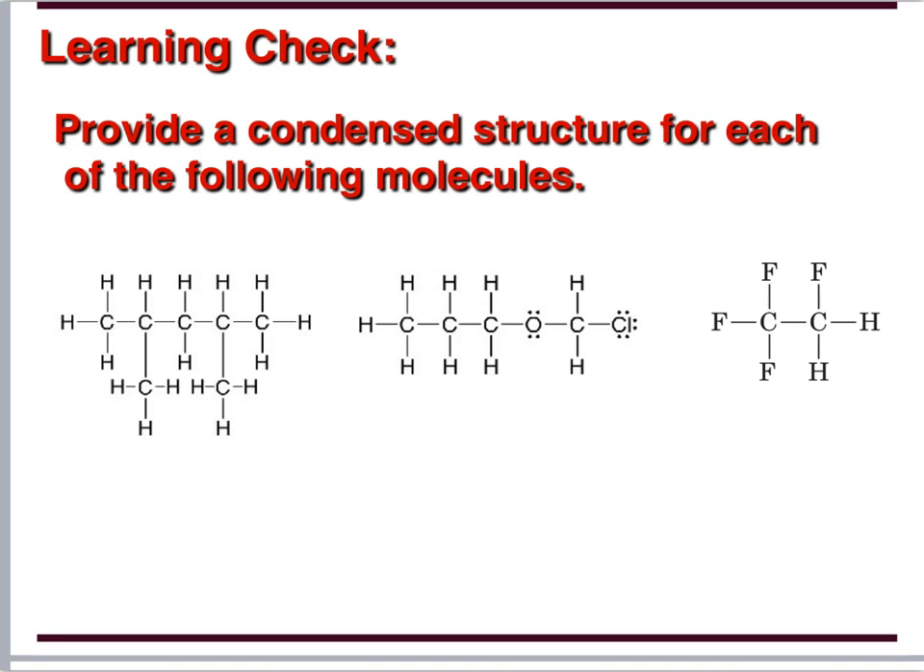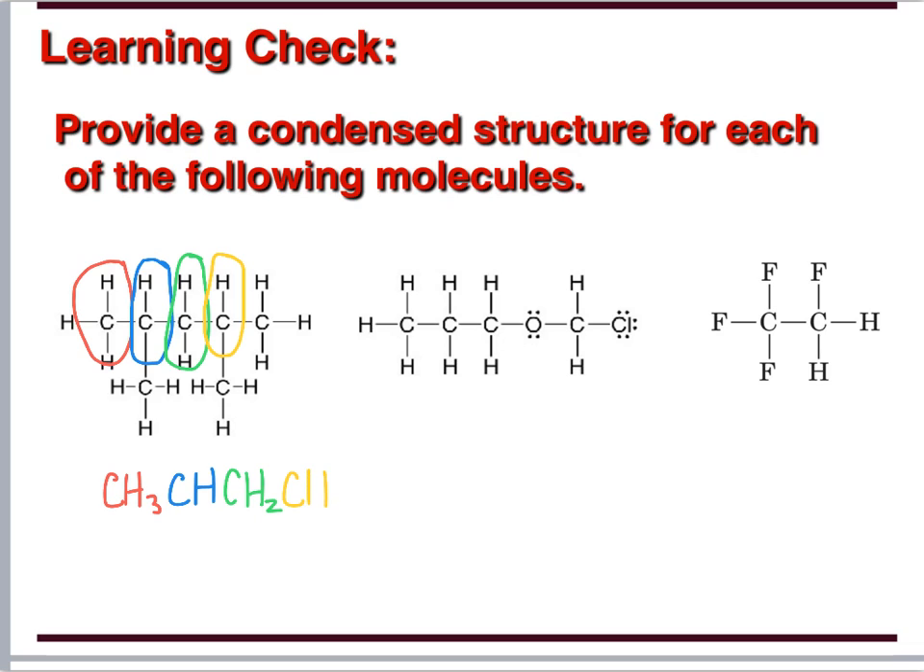If we're starting with the first one, I'm just going to draw them on there as we go. So I've got this first group of hydrogen and its carbon. That one would be CH3. And then I'm going to move over to the next group in the main chain, which is CH. And then the next one, which is a CH2. And then the next one, which is a CH again. And then the last one, which is a CH3.